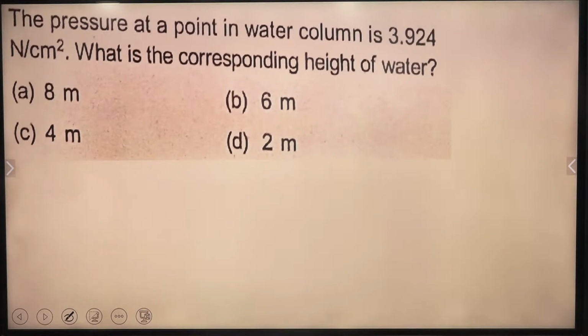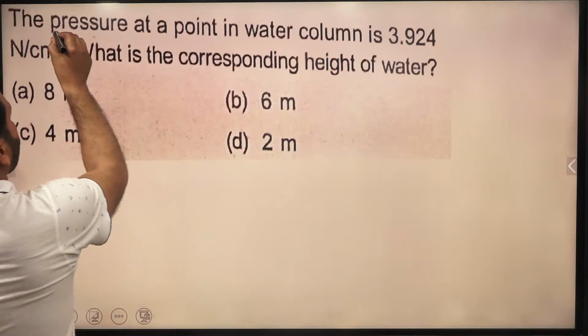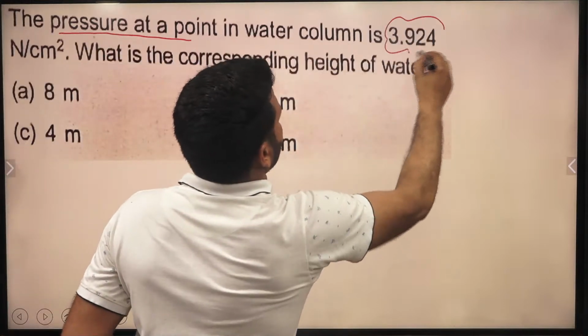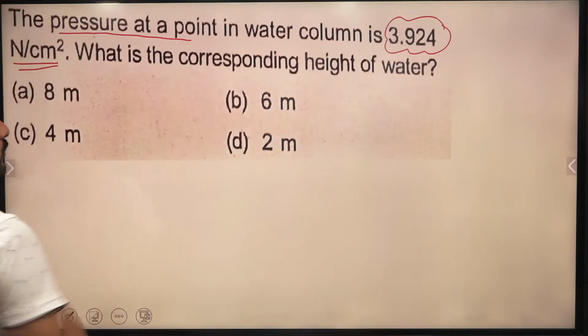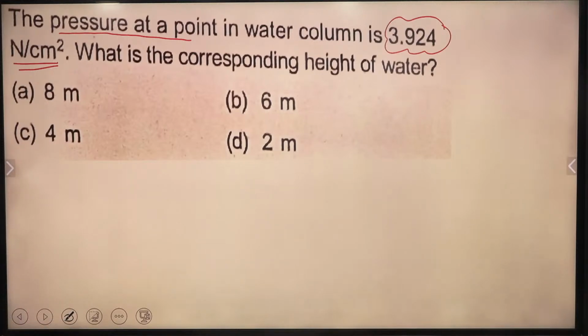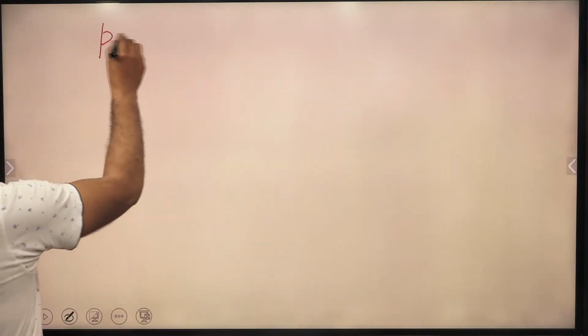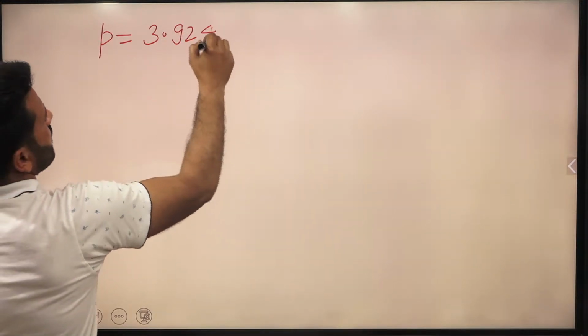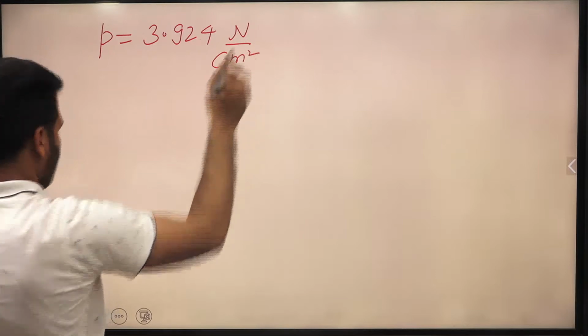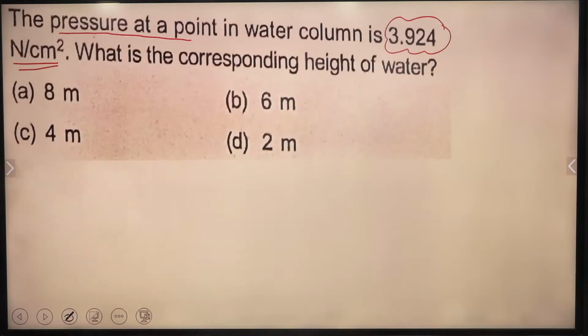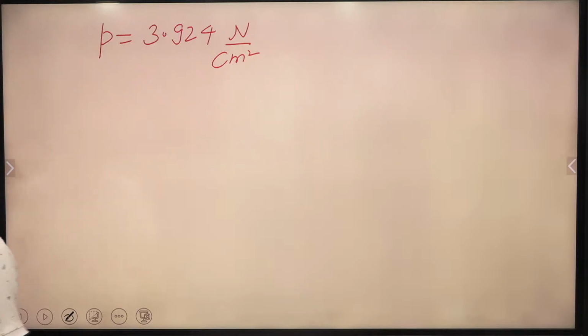The pressure at a point in a water column is 3.924 Newton per centimeter square. So pressure is given to us. What is the corresponding height of water? So he's asking about the height of water. Pressure is given to us as 3.924 Newton per centimeter square. Check again. Is it okay? So just convert the value into Newton per meter square.